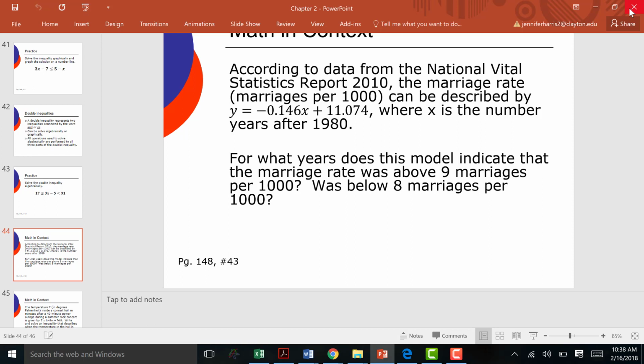But look at the question. It said, for what year? Is this a year? No. So, what did we go back and say X is? You got to always go back and read this one little statement right here. X is the number of years after 1980. So now, for what years is the marriage rate greater than 9? 1994. For the years greater than 1994. Notice it did say for what years, so it wasn't just 1 year, it's for all the years greater than 1994.